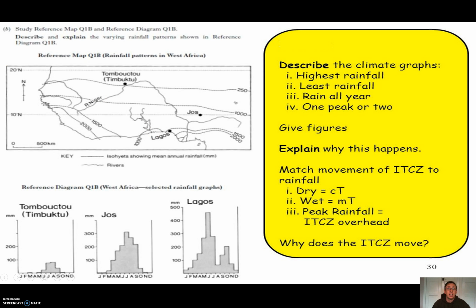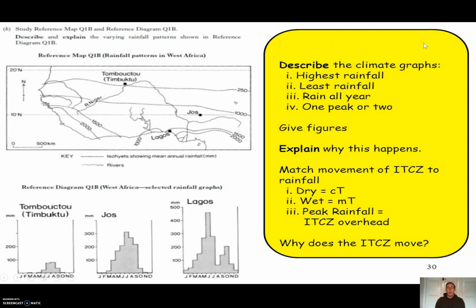And you'll tend to get a guide with a map that will give you the degrees that we're talking about. So, 20 degrees north is about as far north as the ITCZ goes. It can go a little further north than that, but you get the idea. That's about as high as it's going to reach.